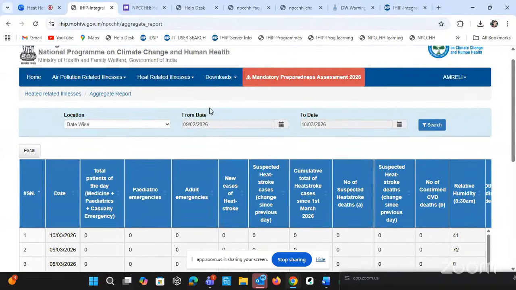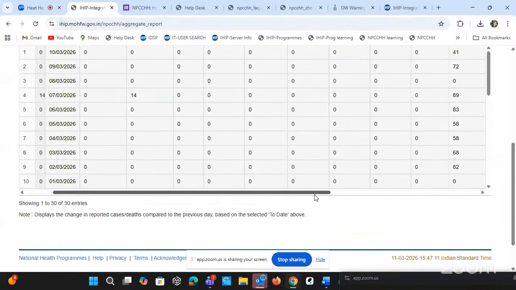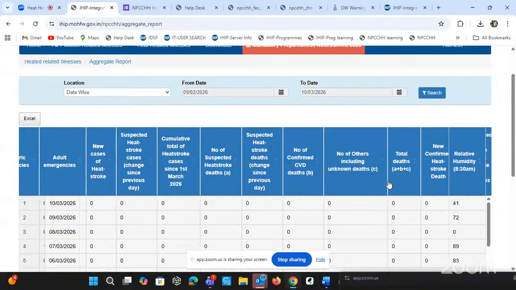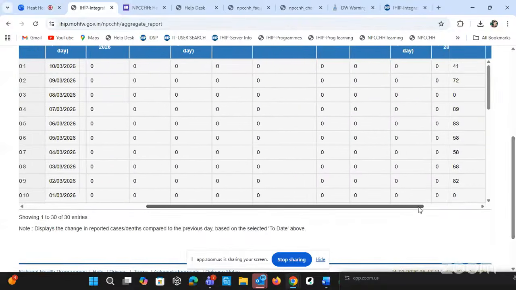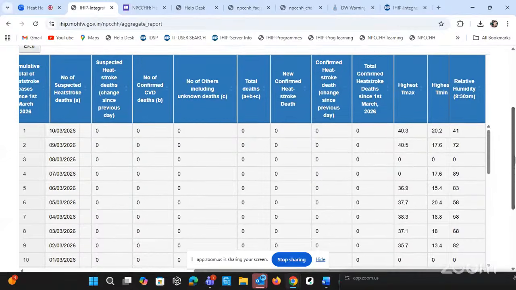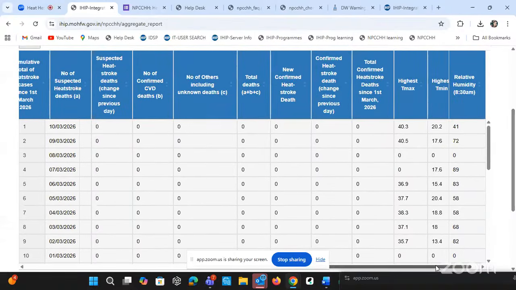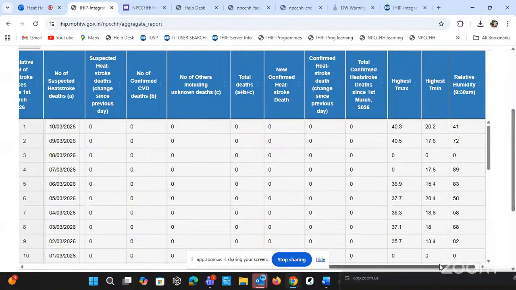Can you go to the right beyond the relative humidity? A bit more to the right. Yes. So for district nodal officers, you can look at the correlation between the heat stroke cases and the temperature as well over here. IMD data automatically comes within the IHIP portal, and you can see if there is a correlation between the heat stroke cases and the temperature and humidity observed in the district.